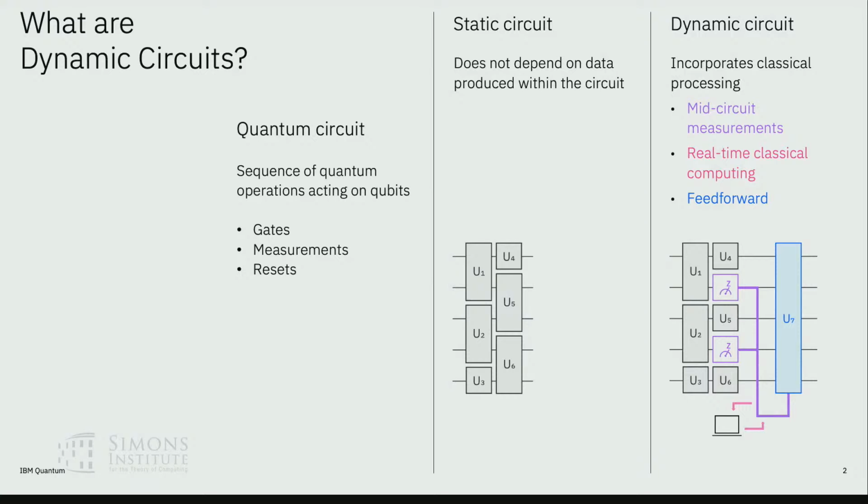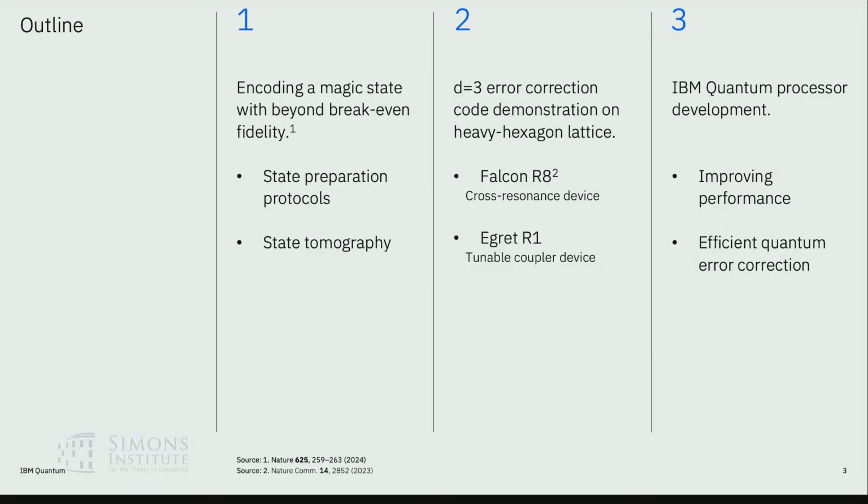In this talk, I'm going to mainly talk about our new paper, Encoding a Magic State with Beyond Break-Even Fidelity, which was published this January. The majority of the talk is going to be that, using a very simple dynamic circuit operation. I will also share the highlights of the d equals 3 error correction demonstration we did a few years ago, along with new results using a better device than what we used in that paper. And finally, the IBM quantum processor development.